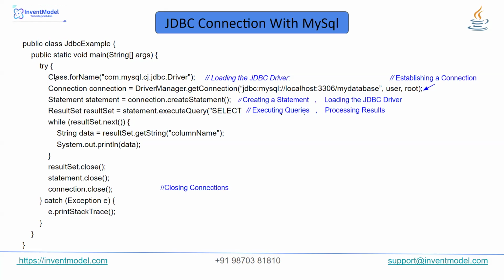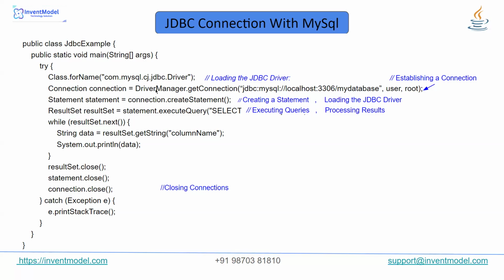Inside the try block, you need to load the JDBC driver using Class.forName. Class is a predefined class and forName is the method. Inside this, you can write your driver URL.